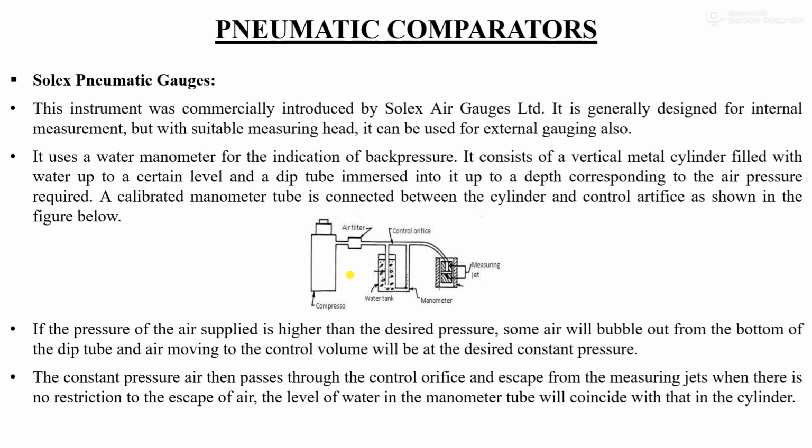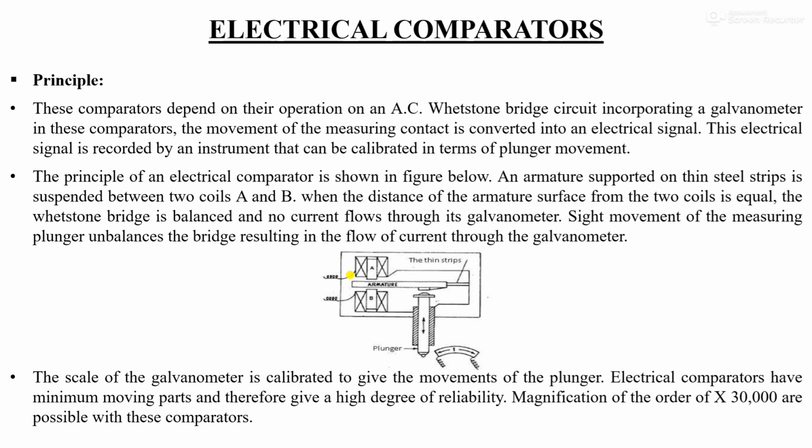Next one is the electrical comparators. This type of comparator works on the principle of an AC Wheatstone bridge circuit, which has a galvanometer which converts the movement of the measuring contact into an electrical signal.